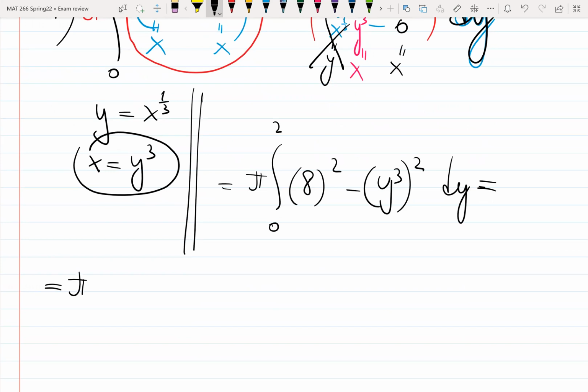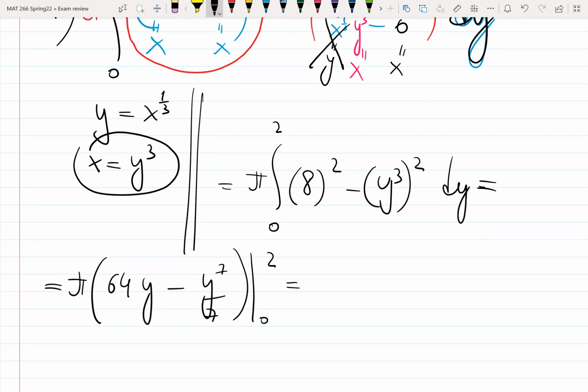So pi from 0, oh, I don't need to do it. 64y minus y to the 6 becomes y to the 7 over 7, a bar from 0 to 2. 0 makes everything 0, so just plug 2. And you will have 768 over 7 pi. Never plug pi as a number. Pi is pi, don't touch pi.